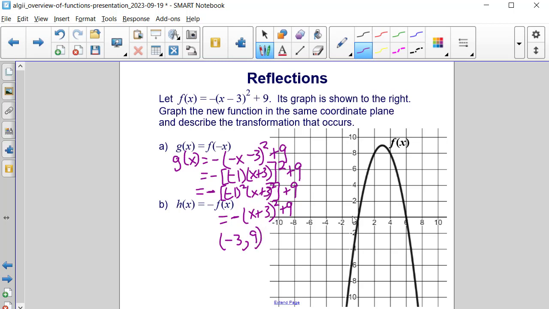So let's actually graph this. So at negative 3, it's right here. Positive 9 is even with this one. So this will be g of x, and then it goes down 1 over 1 in both directions. And then the next one will be right about here.